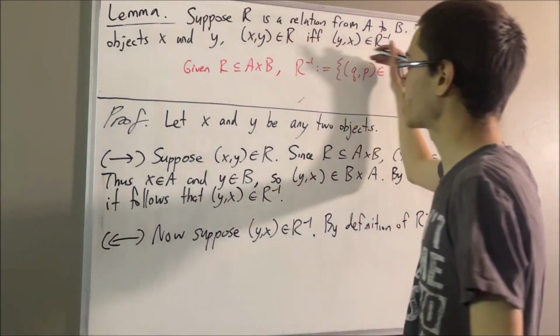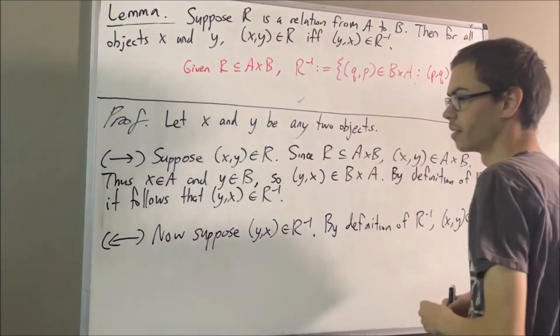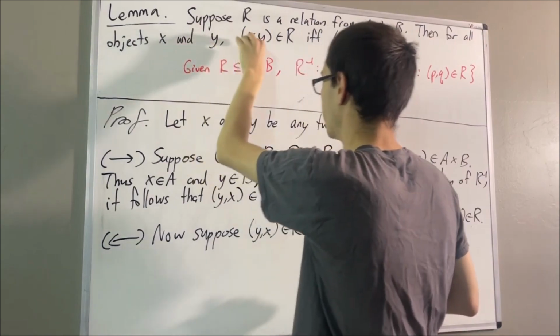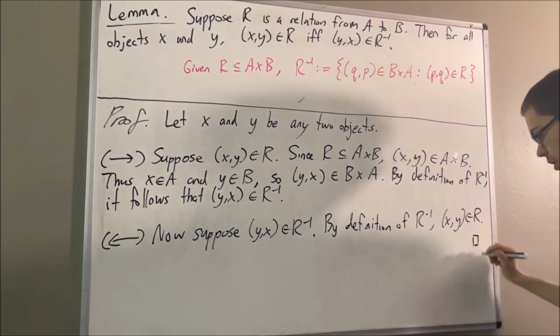And we've proven both directions of the if and only if. So we've proven precisely this statement. Since x and y were arbitrary, this means for all objects x and y, this statement is true. And that's exactly what we wanted to prove, so this completes the proof.